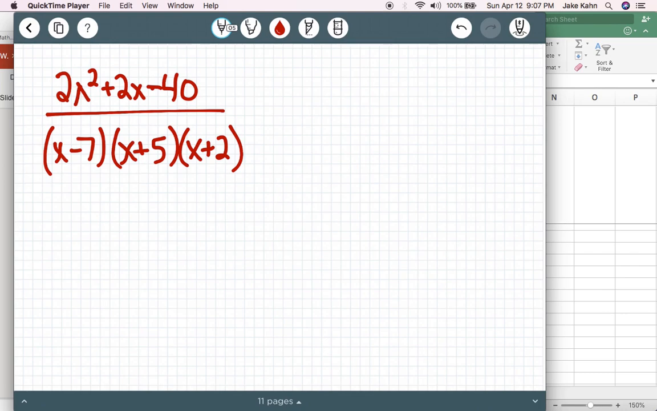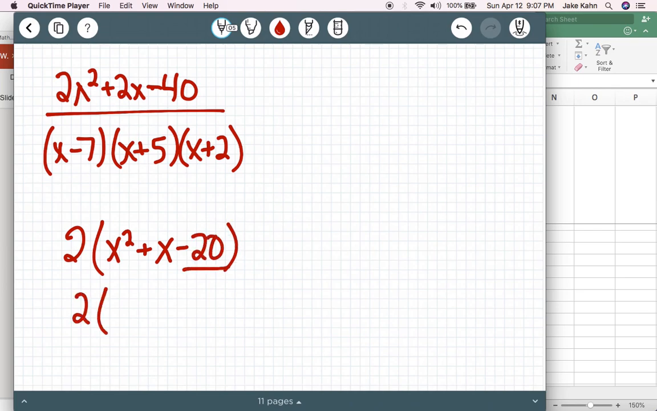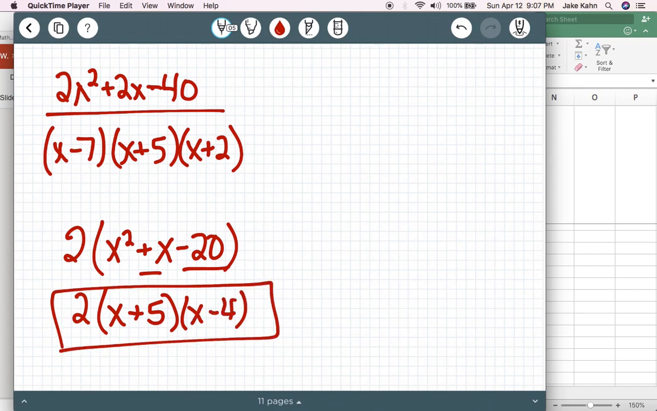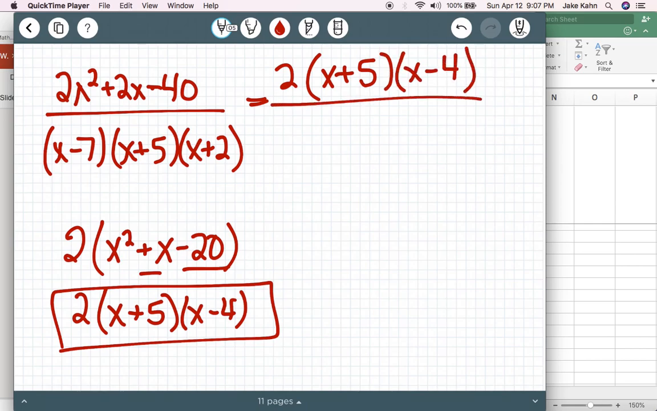Factor the top, right? 2x squared plus 2x minus 40 has a GCF of 2. What two numbers multiply to get negative 20 and add to get positive 1? That will be positive 5 and negative 4. So this right here is what the top of my fraction factors out to. We have 2 times x plus 5 times x minus 4. Bottom stays the same.